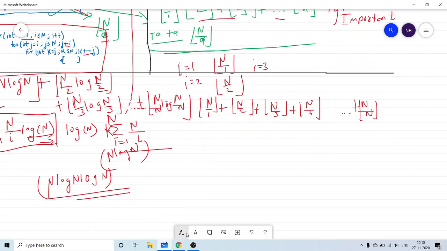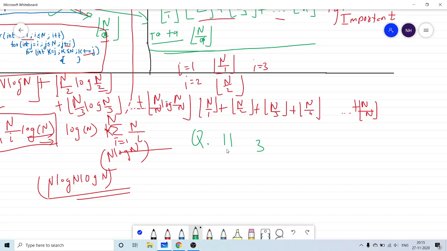Okay, one thing I forgot to tell you. Let's say there is a question where I give you two numbers, let's say 11 and 3, a and b. I tell you to find the smallest number which is greater than or equal to a and divisible by b.